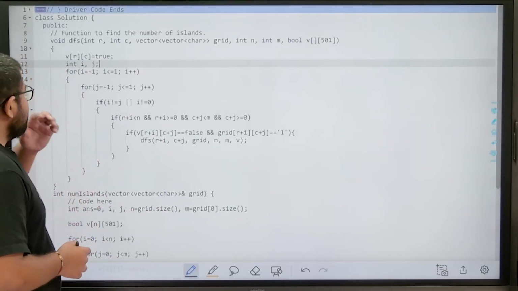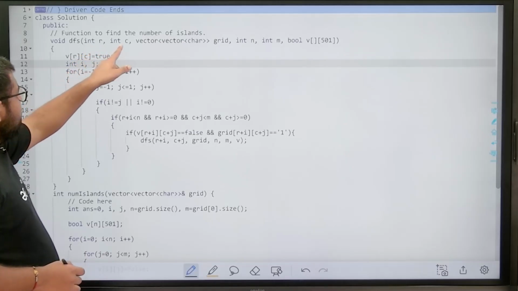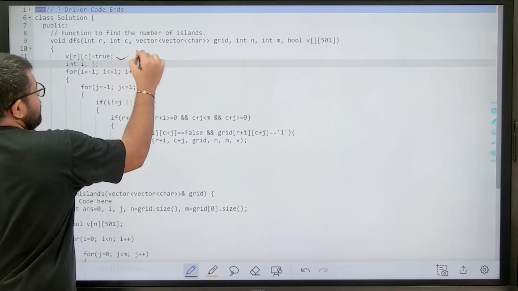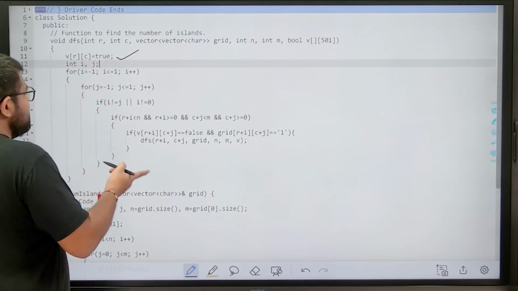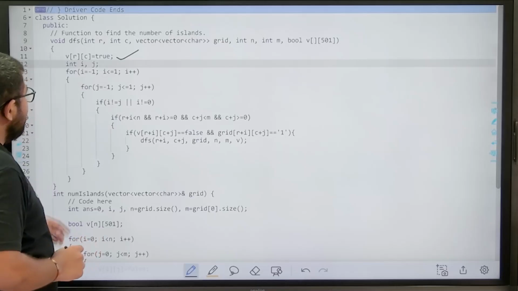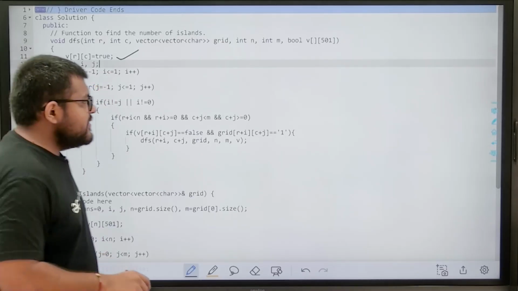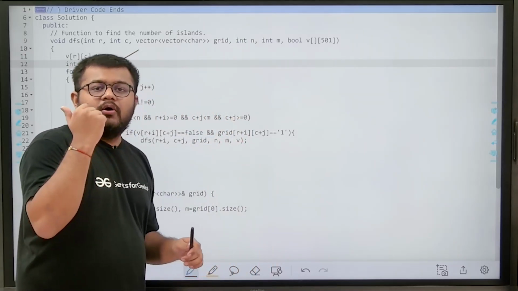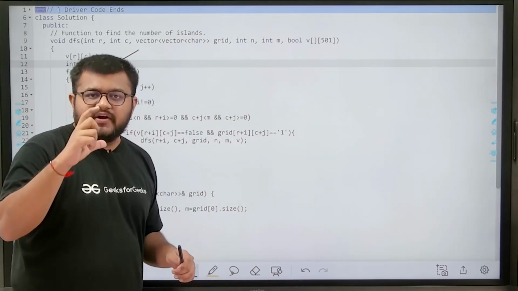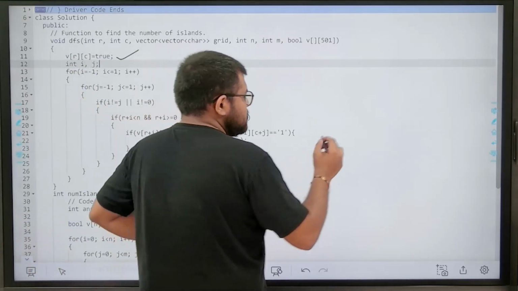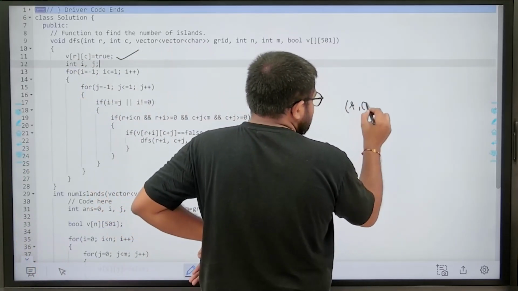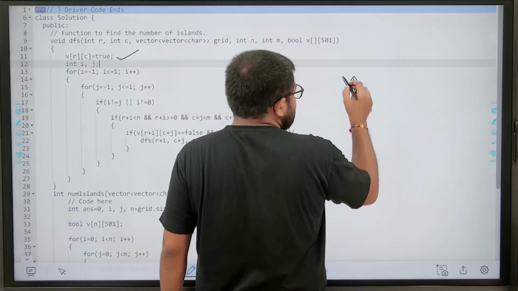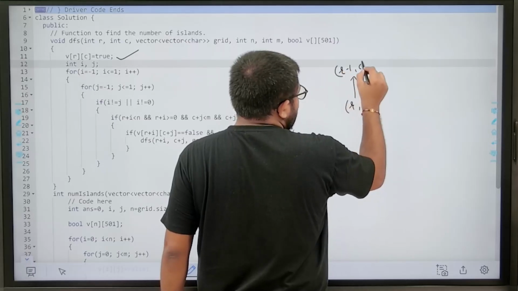So if we look at the DFS function, it starts with row number R and column number C. This is the grid we have passed, n, m and visited. So first of all, in DFS, whenever we visit a node, we mark it as true that it is visited. Then I have taken i and j and looped from -1 to 1. Why? Understand one thing. Two cells are adjacent to each other if they are horizontally adjacent, vertically adjacent, or diagonally adjacent. So suppose at present I am at a cell which has the row number R and column number C. So this cell is adjacent to it, it has row number R minus 1 and column number C.